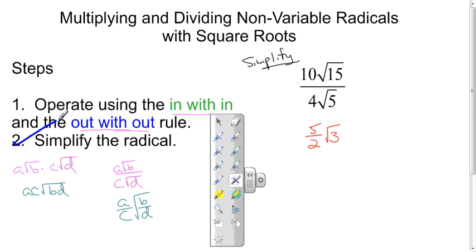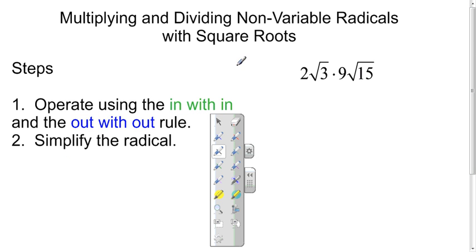And then the next step is to simplify the radical. Well, we've got root 3 here, which can't be simplified because it has no perfect square factors in it. It is prime. It should jump out very quickly that that is, in fact, not able to be simplified any further. So we get 5 halves times root 3 as our answer.